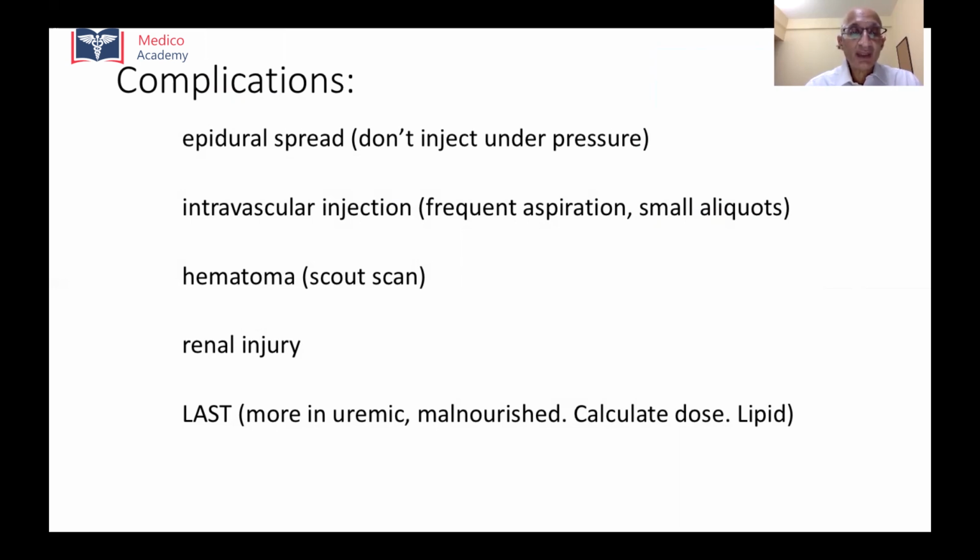And of course, last but not the least, local anesthetic systemic toxicity. It is more in uremic malnourished patients, as the free fraction of the local anesthetic is more because of lower albumin protein levels in the blood. So we have to calculate the maximum permissible dose, and we also have to ensure that a lipid rescue is available at hand.